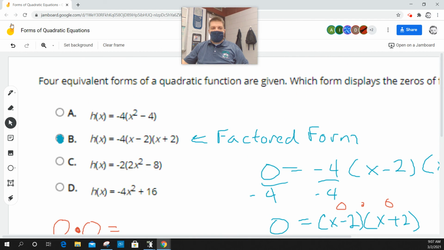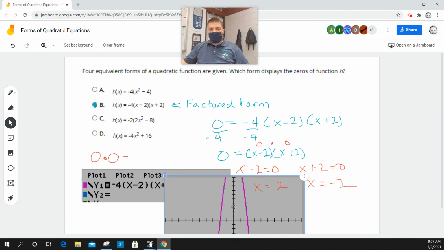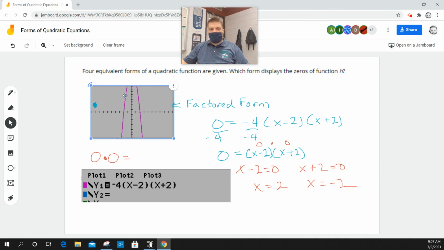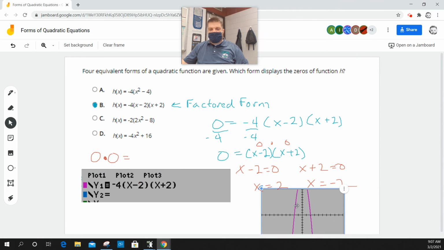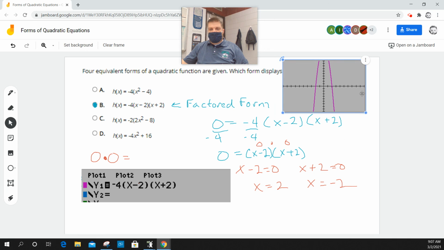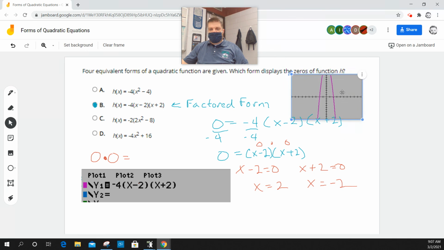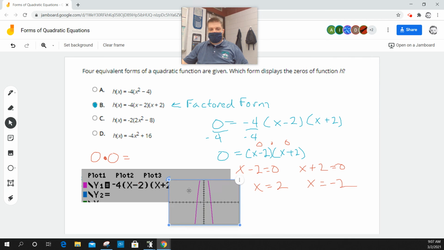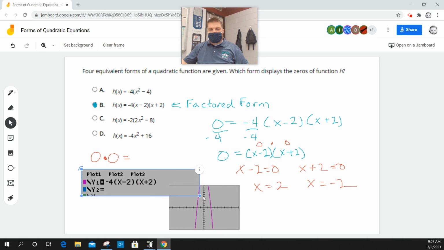Well, anyways, real quick, what I'm going to do is I'm going to zoom out here. And this is what the graph looked like. Where does it cross at? It definitely crosses at 2 and -2, right? Okay.